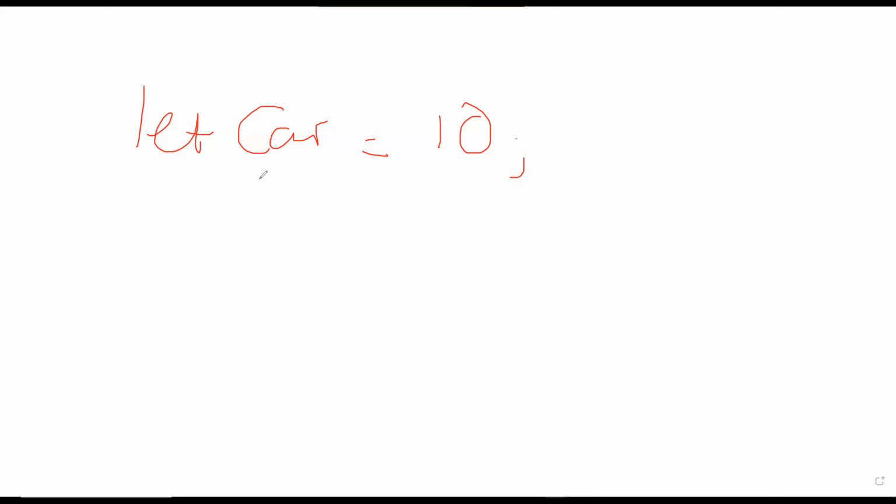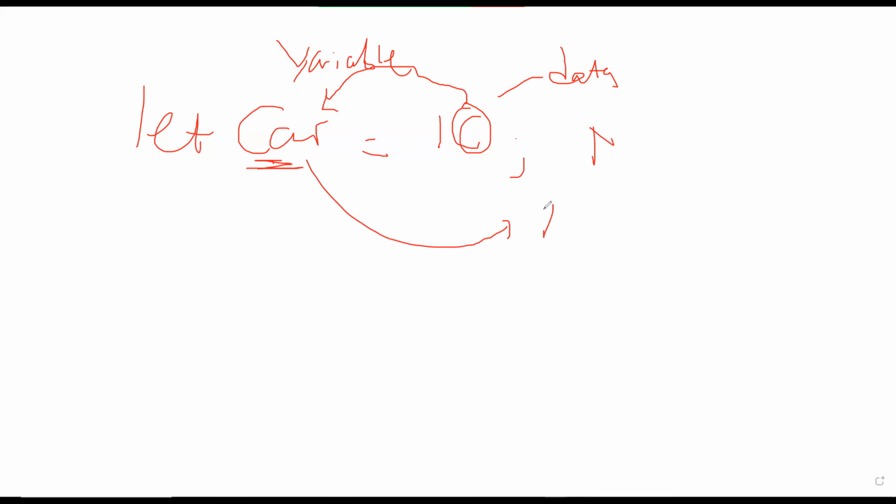Now, if I use the same variable, car, you can see it's still the same variable. Nothing has changed, but something has changed. And what is that? The type of data that I am assigning into this variable. This car is now a number.